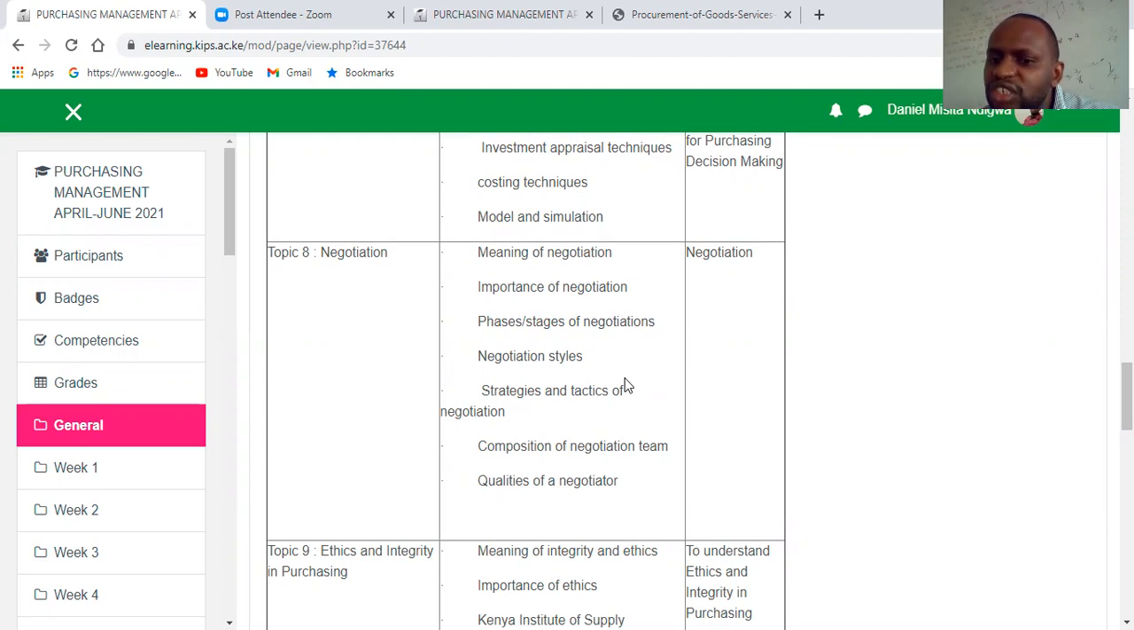Our next topic will be negotiation. We shall be able to understand the meaning of negotiation, the importance of negotiation, and the phases or stages of negotiation. We shall also be able to talk about the negotiation styles and strategies and tactics that can be used in negotiation. We shall also talk about the composition of the negotiation team and some of the qualities of a good negotiator when it comes to negotiation.